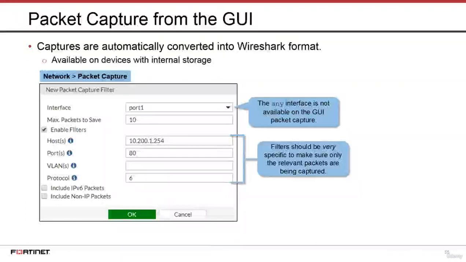What is the main advantage of using the GUI over the CLI? You download the output in the file format, PCAP, that is ready to be opened using Wireshark without having to use a conversion script. Regardless of which method you use, CLI or GUI, packet capture filters should be very specific to make sure only the relevant packets are captured and large amounts of data are not being written to the disk.